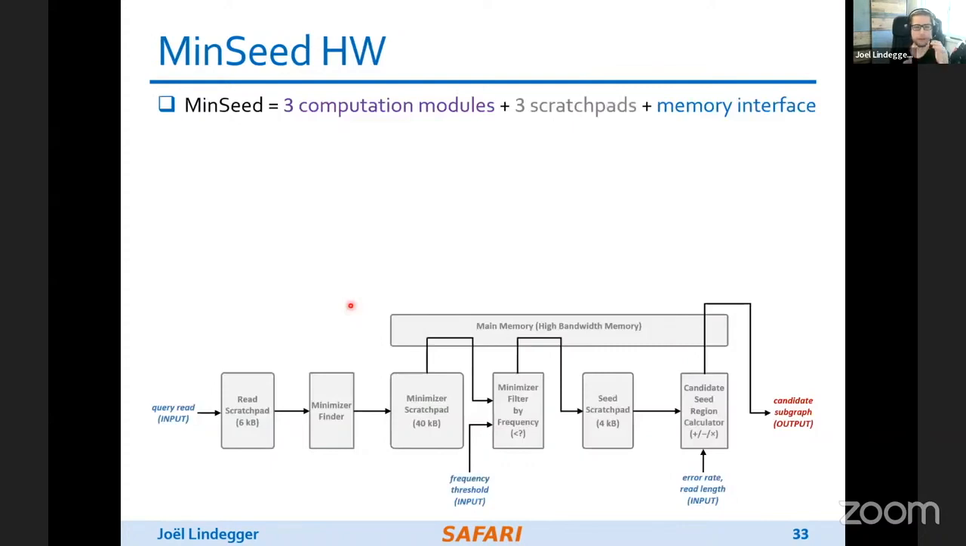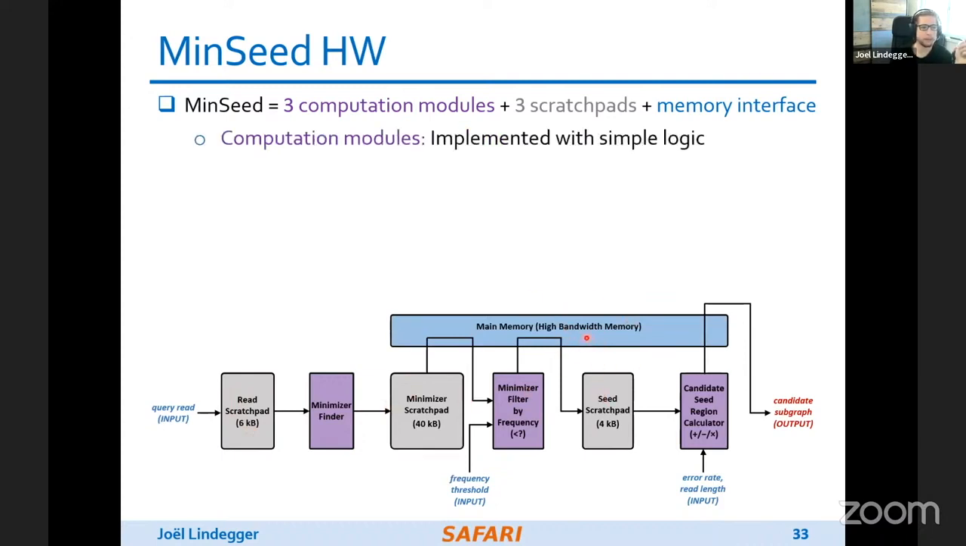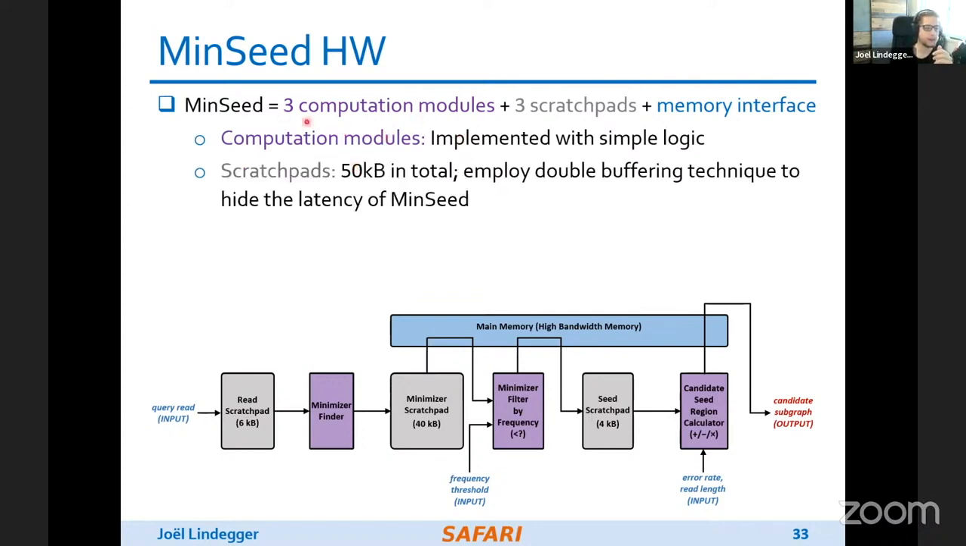Okay, so let's look at these two components, MinSeed and BitAlign, in some more detail. MinSeed consists of 3 computation modules, then some scratchpads in between, and some memory interfaces to query the index. The computation modules are not just logically easy tasks, they're also cheap to implement in hardware. And the scratchpads are fairly manageable. If you look at their sizes, it's just about 50 kilobytes. That's really acceptable in terms of footprint.